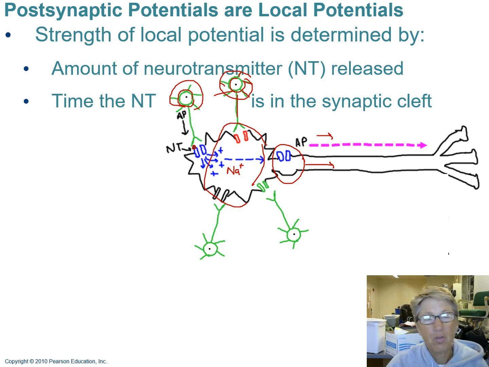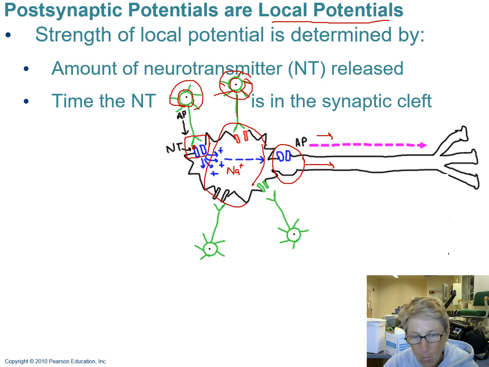Now they're also calling this a postsynaptic potential. So remember, here's the synapse. Here's the postsynaptic neuron, so they're calling this a postsynaptic potential. And they're saying it's a local potential. So it's local because it's a change in membrane potential that's not going to go very far. So remember, the action potential can travel the length of the axon. So it's a long distance potential, but with this local potential, charges only diffuse a small distance, so they call it a local potential. And the strength of this local potential is determined by the amount of neurotransmitter released.